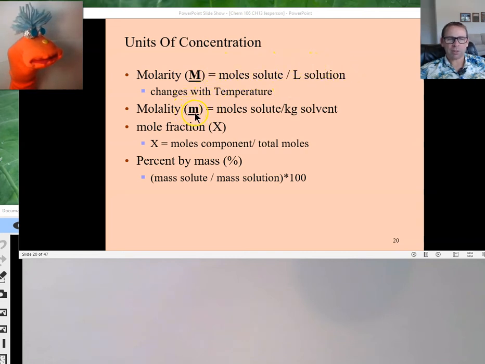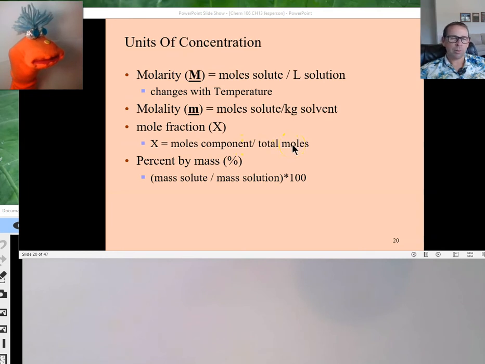Molality is another way of expressing concentration. In this scenario, we take moles of solute per, same as molarity, but this is per kilograms of solvent. All right. Mole fraction is expressed in moles of the component of interest over total moles.